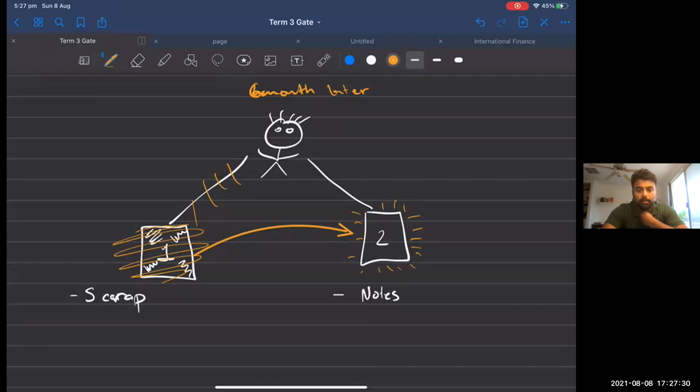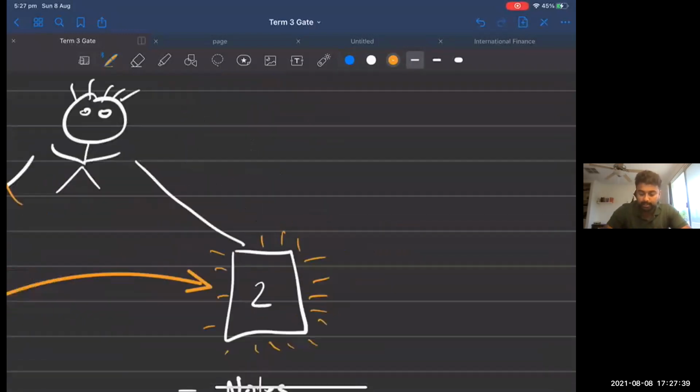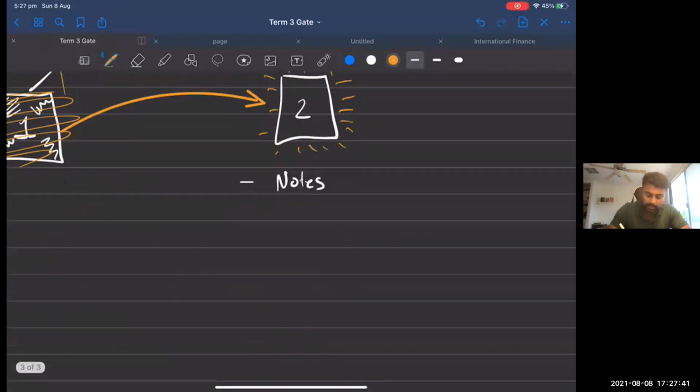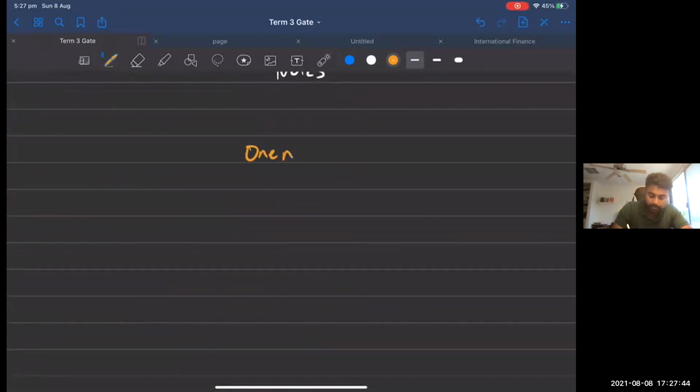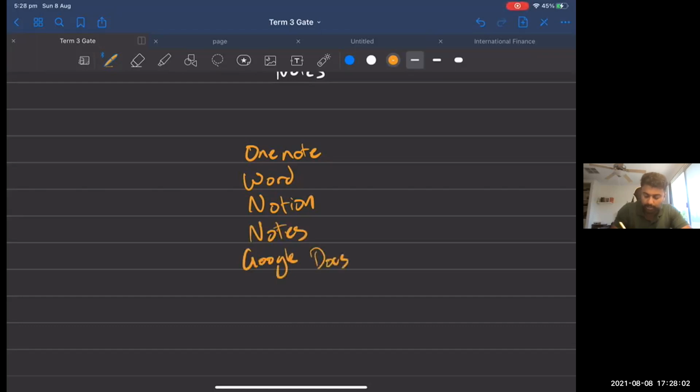What kind of app should we use for notebook number 2? You can have any, just use the free apps, right? GoodNotes is a paid app. You don't need to get that. There's heaps of free apps. So there's OneNote that's free. Microsoft Word, Pages, Notion, the Notes app, Google Docs. Pages, awesome. So you guys already know it.